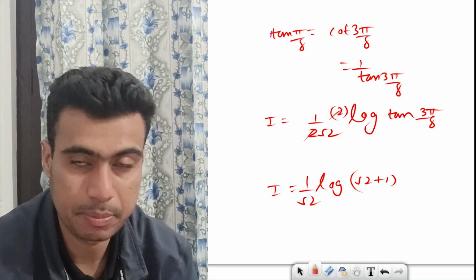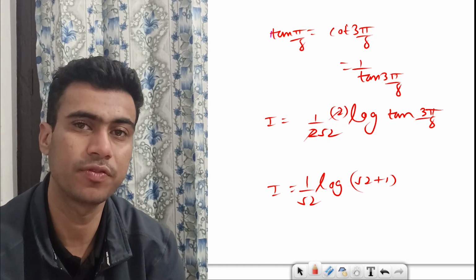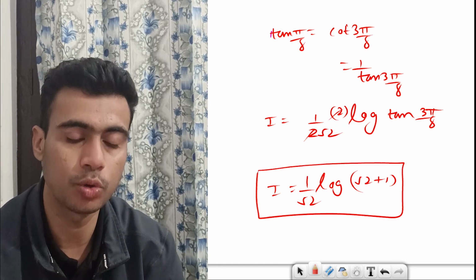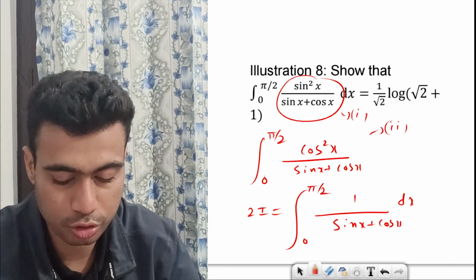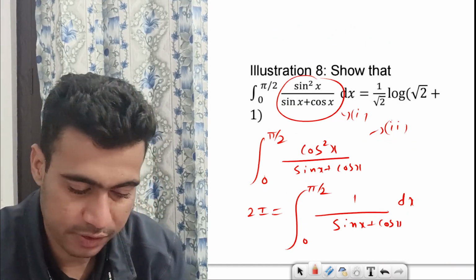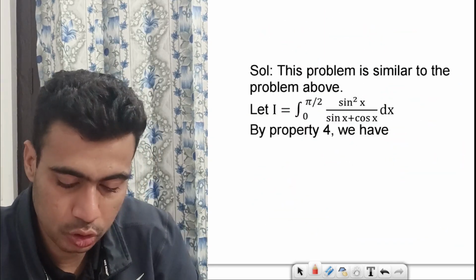You must know that 3 pi by 8 is equal to 67.5 degrees, whose tan is root 2 plus 1, and tan of pi by 8 you also must know is root 2 minus 1. So fine, this is what you have proved. A little bit of trigonometry knowledge is also needed to solve this indefinite integration question. This is quite a good question where we have applied many things to solve it.